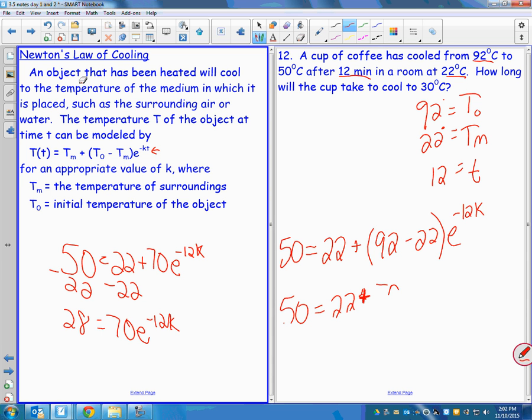Right? I'm just going to divide by 70. I'm going to ln both sides. I'm going to divide by negative 12. Follow me on the algebra of this? Do I need to do a lot of it? And again, you can reduce that or not reduce it. I don't care. Your calculator does the ln of it either way.